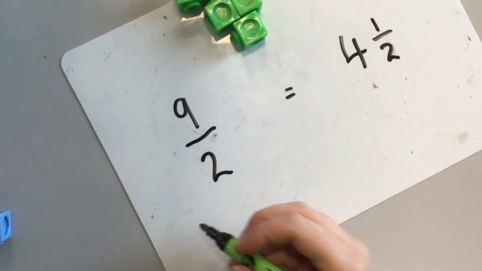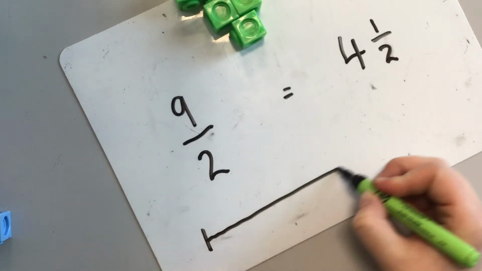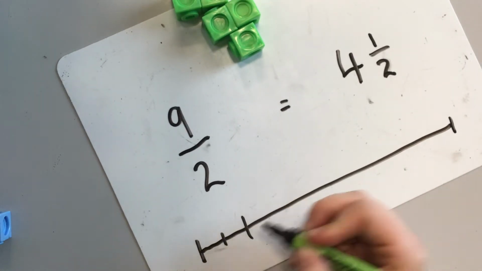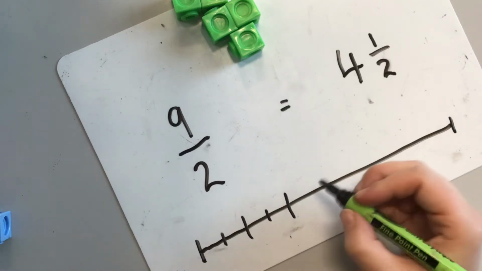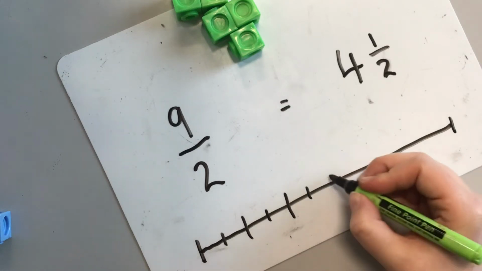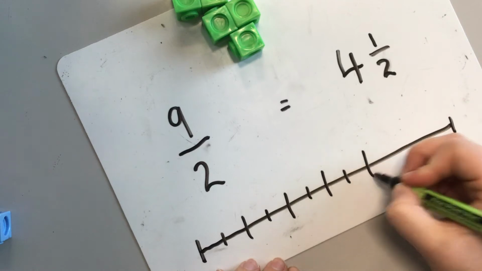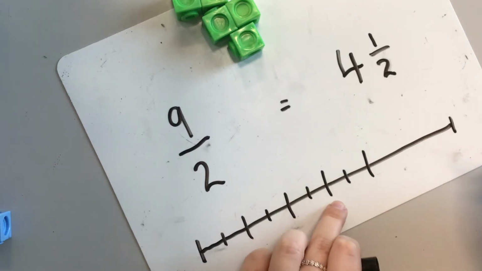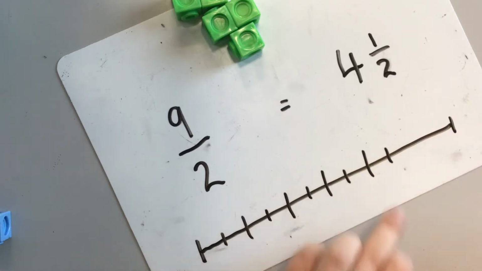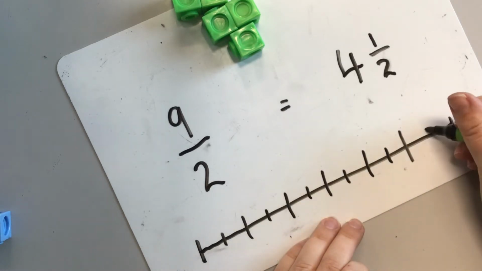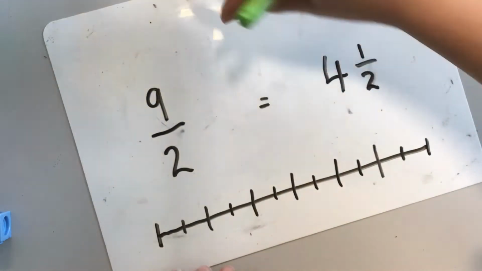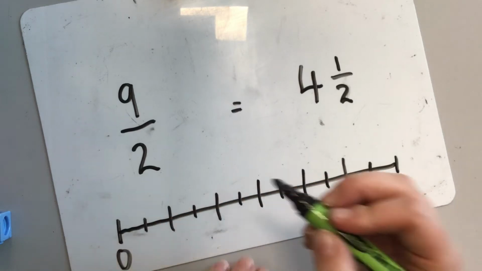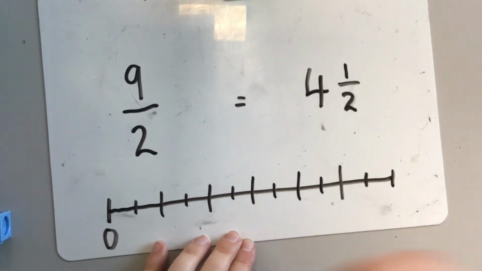We can also do that on a number line. So let's draw our number line. We're working in halves this time, so we could go to half. Like this. I've got 1, 2, 3, 4, 5, 6, 7, 8, 9. Like that. That is quite even. I'm quite impressed with myself for that. So 0 is at this end of our number line. And then we're going to count up in halves.